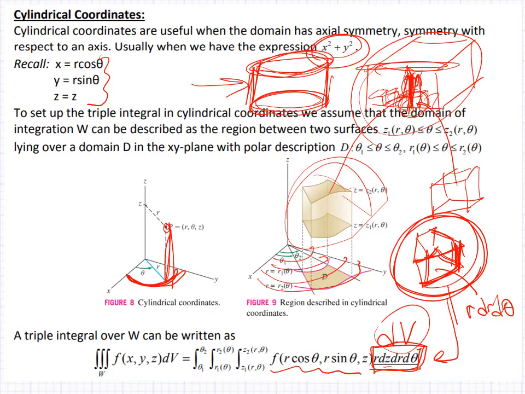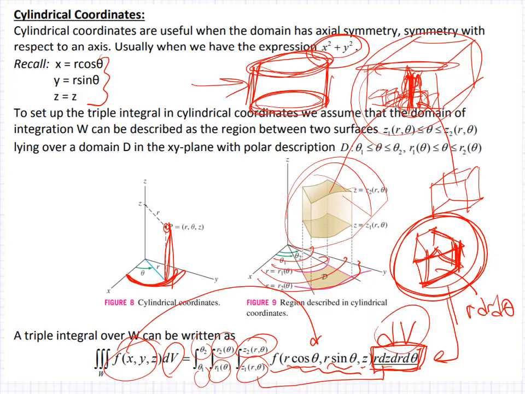So that's this. So we have dV times the function value. But the function has to be converted over to cylindrical coordinates. So x is r cosine theta, y is r sine theta, and z stays z. And then the limits of integration have to follow suit as well. So in this case, z would be between these functions of r and theta. Then r would be between these functions of theta, and then theta is between these two constants. The best way to do this, I think, is to always do z first as your variable.